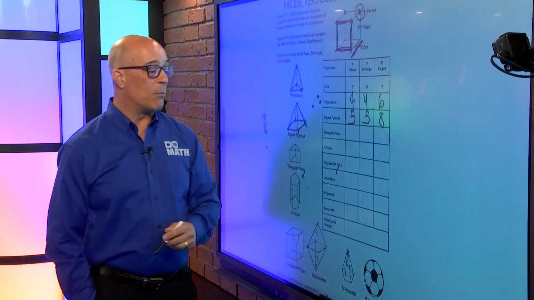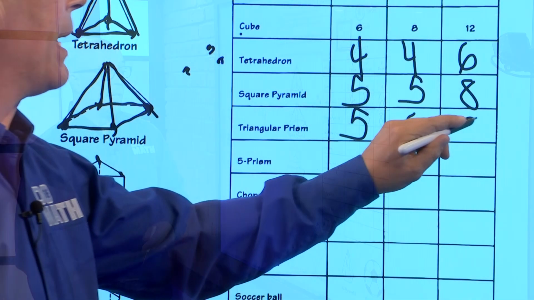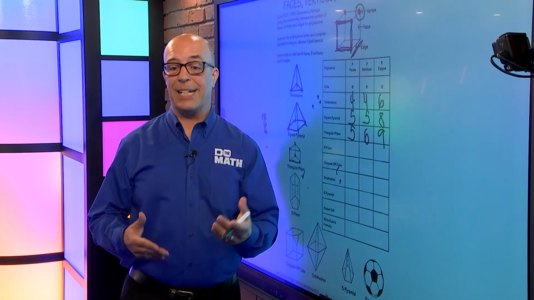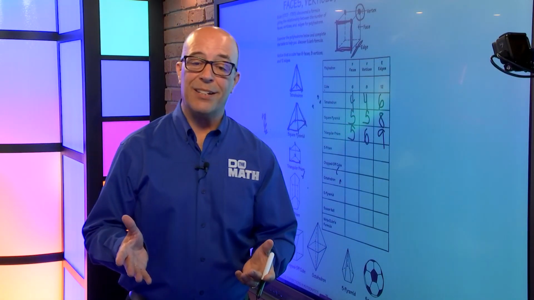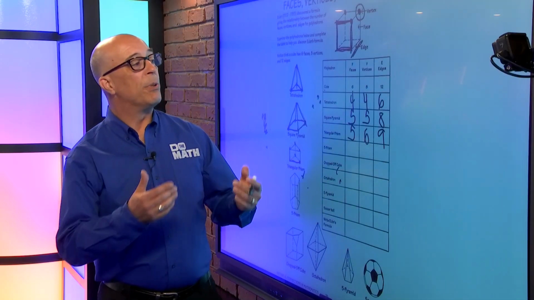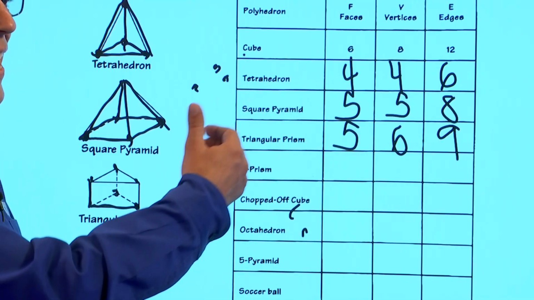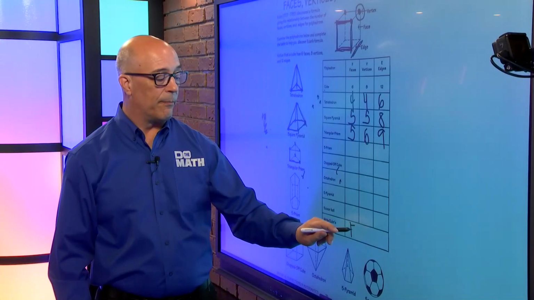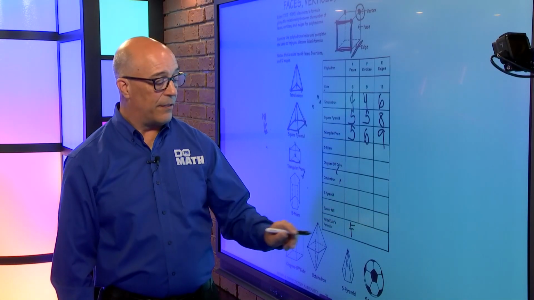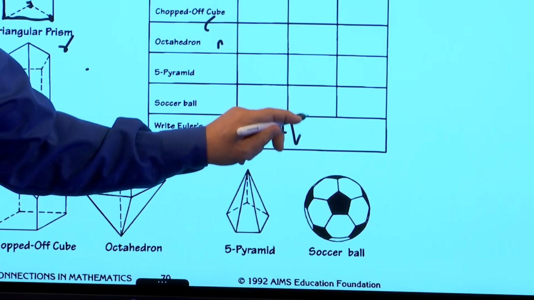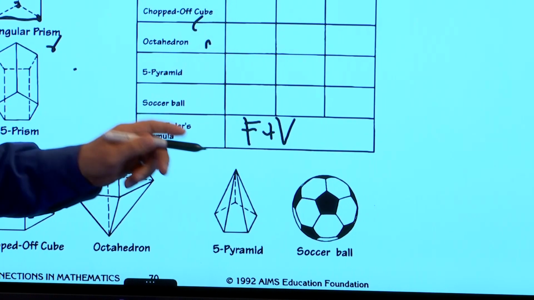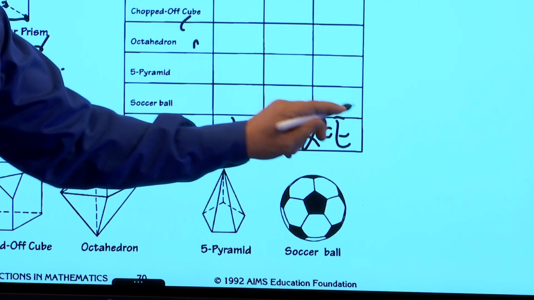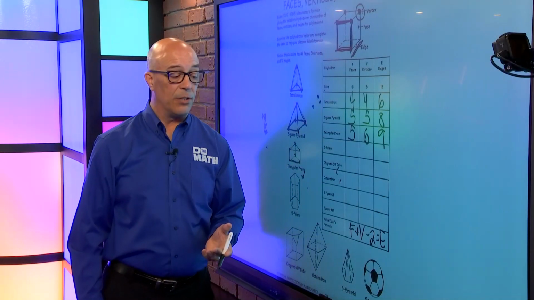All right, let's try one more. Triangular prism, you're going to have 9. So now there's no pattern to any of these. But what Euler did is he found a relationship between the faces, the vertices, and the edges. So what he did is he took the faces, added the vertices, then he subtracted 2 to get the edges. So now let's take a look and see if this indeed does work.